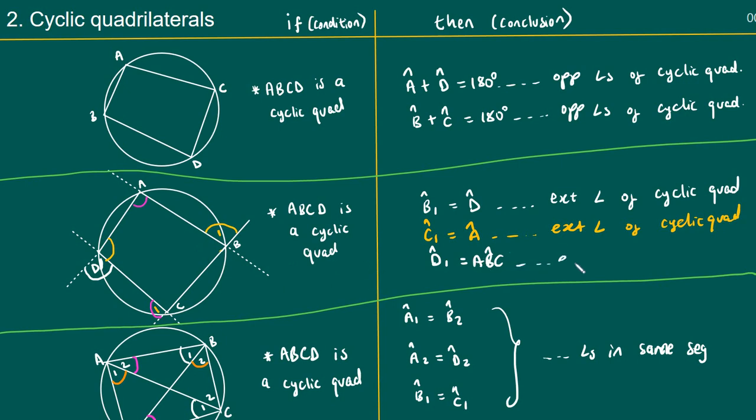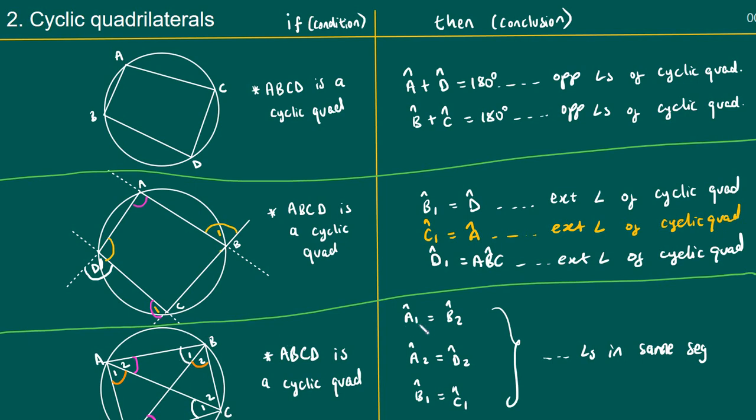ABC, the exterior angle of your cyclic quad. Great. And then lastly, in terms of these ones, if I put some diagonals in that cyclic quad, those diagonals are going to be making some angles. So you can have many pairs of angles that are equal there, but you must know that this is because ABCD is a cyclic quad.